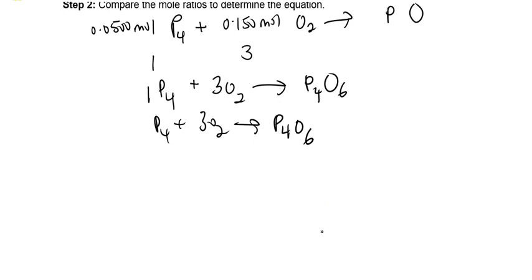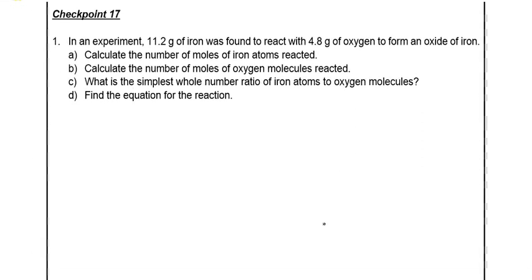Try checkpoint 17 by yourself. Pause the video now. Checkpoint 17. Let's take a look. So in this question, you have 11.2 grams of iron. It was found to react with 4.8 grams of oxygen. So we will need to calculate the equation for the reaction as the final step here.